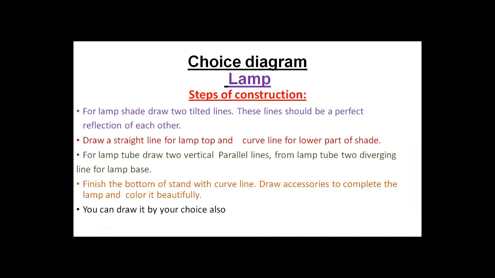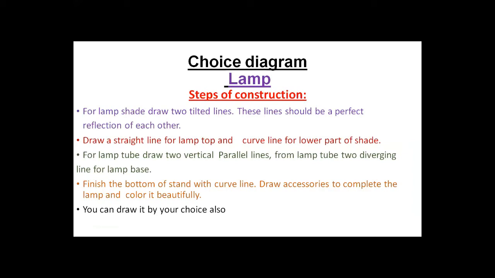Now the last one is our choice diagram. Our choice diagram is a lamp. Lamp you will draw at your own choice, but I will give you the different steps how we draw a lamp. First, I will explain how we draw a lamp. For lamp shade, draw two tilted lines. These lines should be a perfect reflection of each other. Draw a straight line for lamp top and curved line for lower part of the shade.